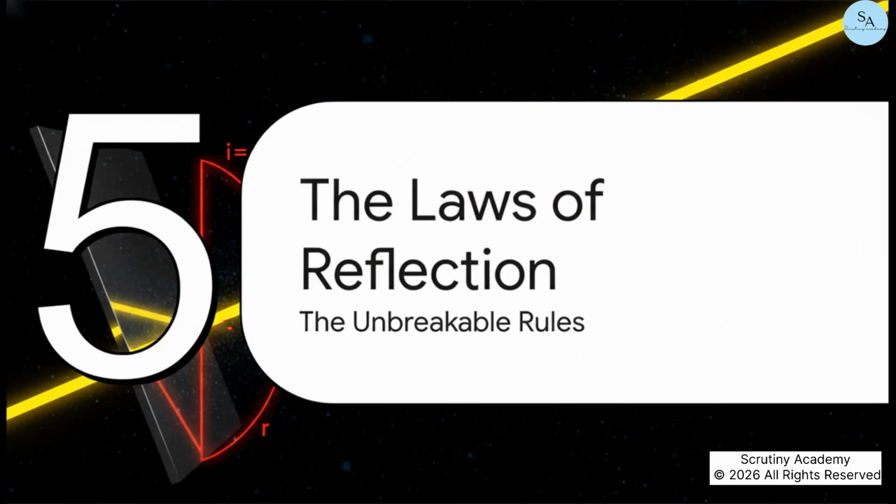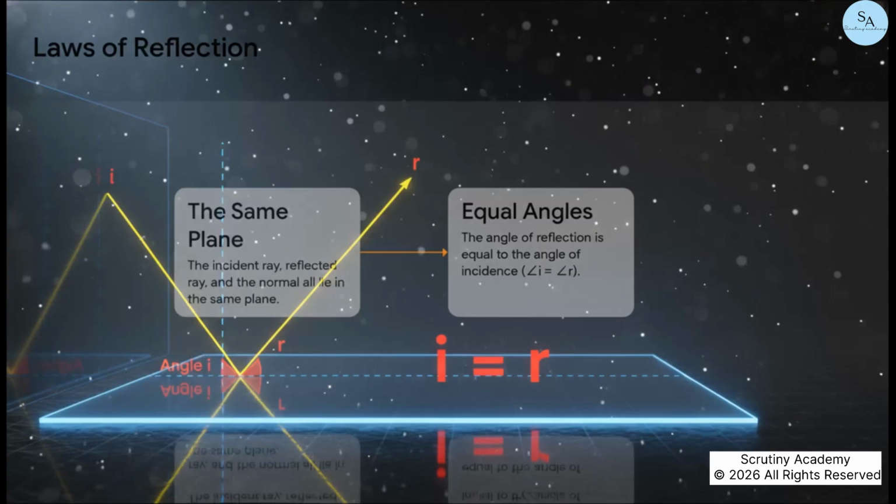Now, this whole bouncing back thing isn't just random. It follows two simple but absolutely unbreakable rules. And here they are. First, the incoming ray of light, the reflected ray, and the normal, which is just an imaginary line drawn at a right angle to the surface, all lie on the same flat plane. Second, and you'll want to star this one for your exams, the angle the light comes in at is always equal to the angle it reflects at. Angle I equals angle R.